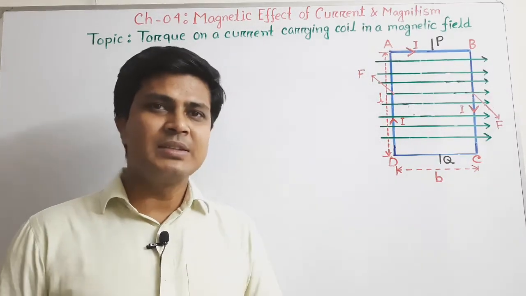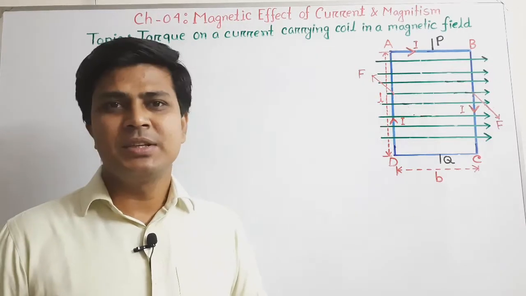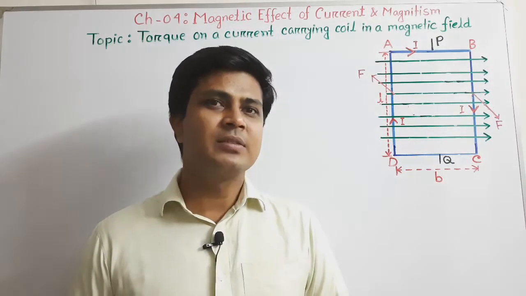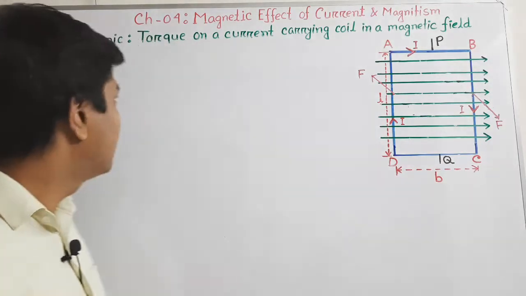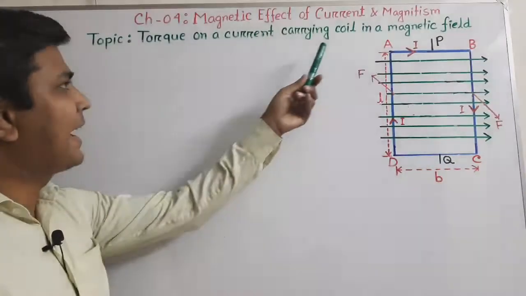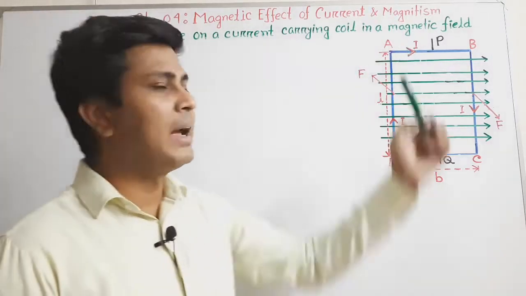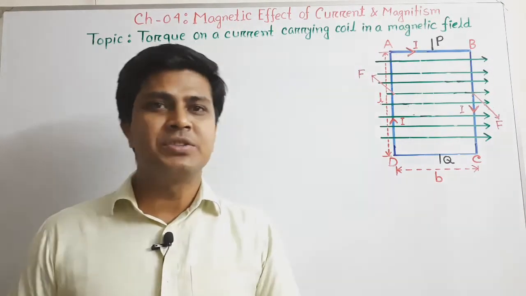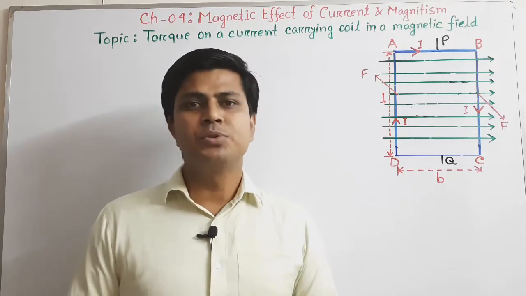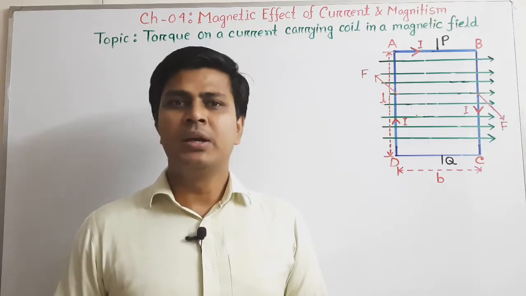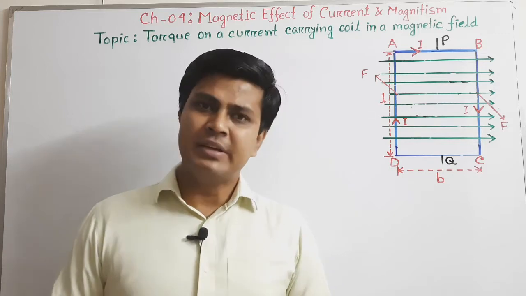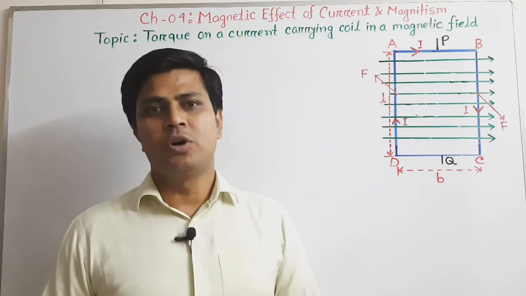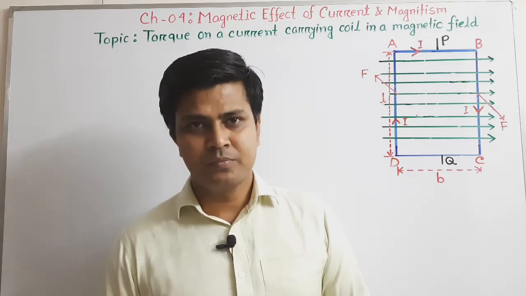In your previous class, we discussed the Hall effect, and today I am going to discuss the torque on the current carrying coil in a magnetic field. First of all, you have to know what torque is. In order to produce acceleration in a body rotating around a fixed axis, the applied moment of couple is called torque or moment of force.